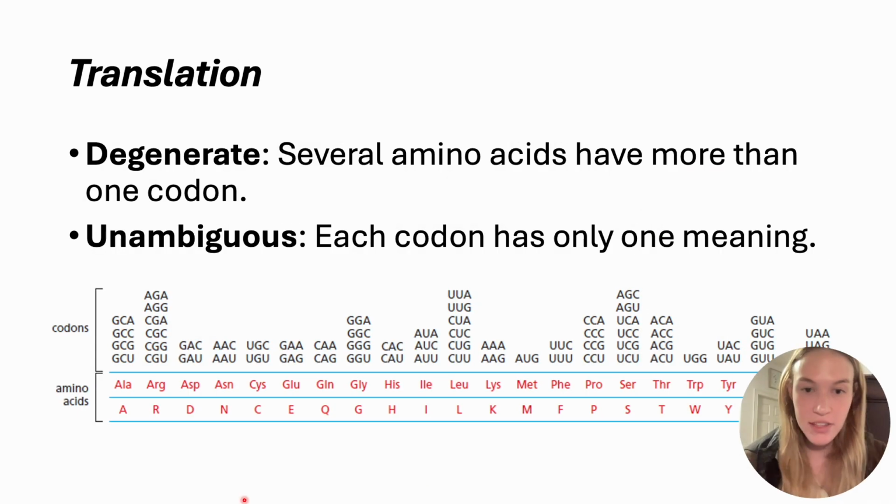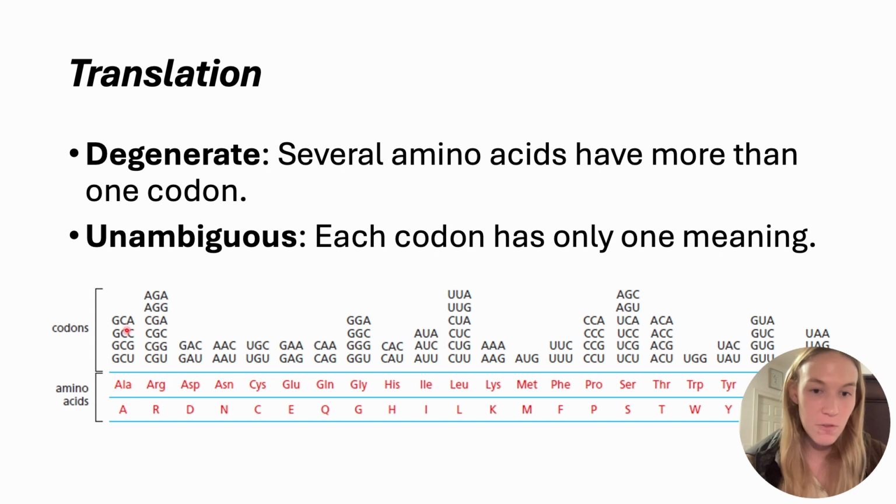If you do the math, you should have probably figured out that with 4 different bases and 3 different slots to put those bases in for each codon, you should get a total of 64 different codes that you could get to represent 20 amino acids. That means that there are going to be many amino acids that have multiple codes that code for it.